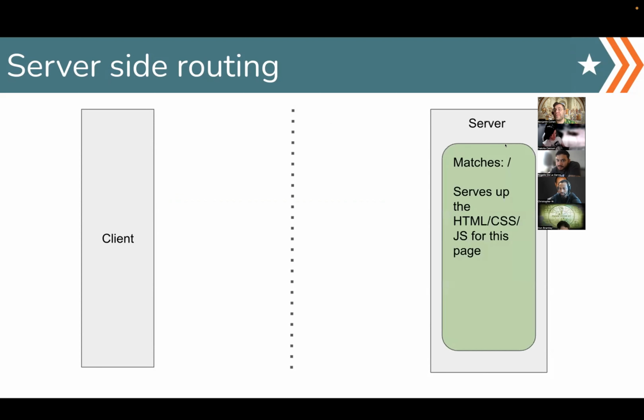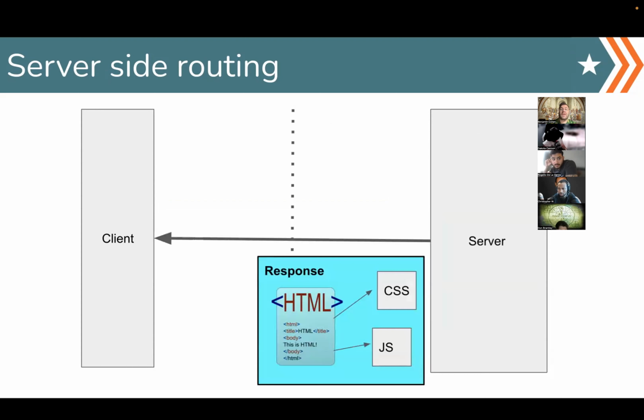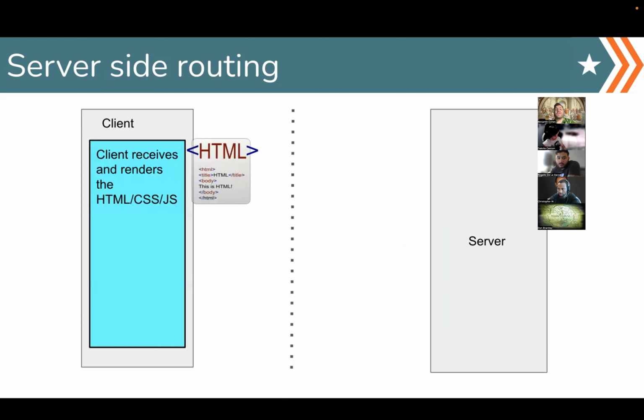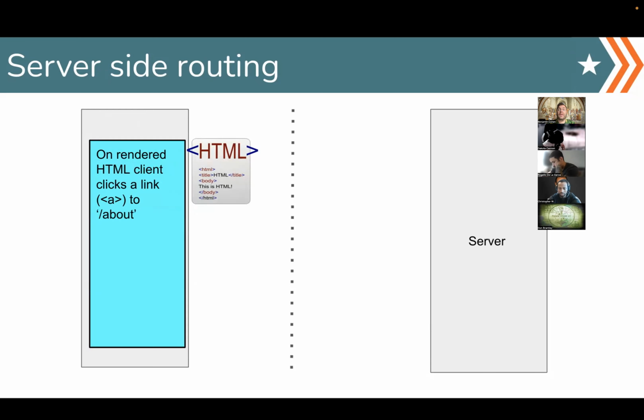Okay, on your server, you said, okay, they were looking for /, that points to a specific resource, a specific HTML page. Let me give that back to them. Back to the client goes this HTML page, which probably has some CSS and JavaScript referenced in there as well. Client gets the HTML page, they start rendering it. Let's say on this rendered page, there's an A tag /about. They click it, right? They click this link.